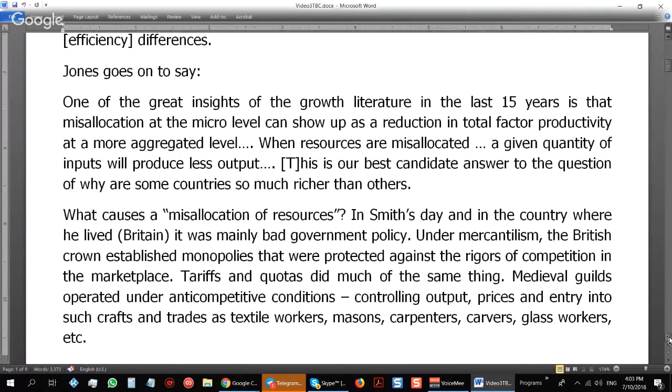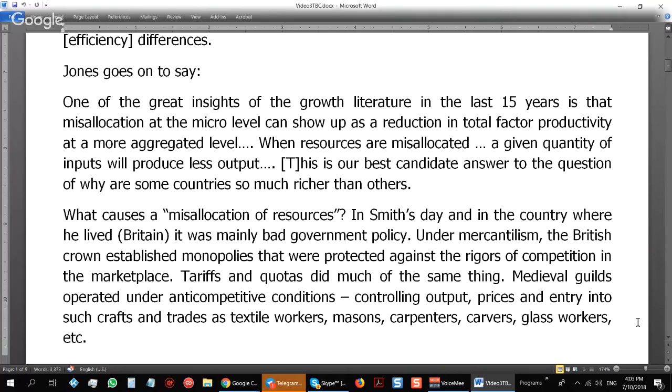One of the great insights of the growth literature in the past 15 years is that misallocation at the micro level can show up as a reduction in total factor productivity at a more aggregated level. When resources are misallocated, a given quantity of inputs will produce less output. This is our best candidate answer to the question of why some countries are so much richer than others.